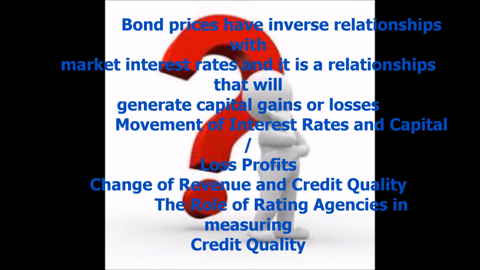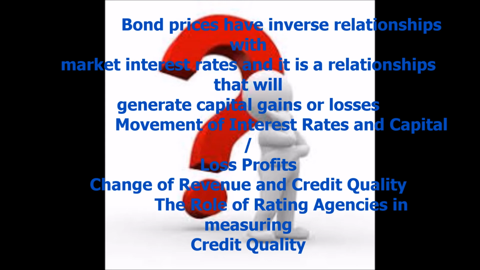There are a few criteria for purchasing government bonds. First, bond prices have an inverse relationship with market interest rates, and it's a relationship that will generate capital gains or loss. Second, movement of interest rates and capital gains or loss profits.